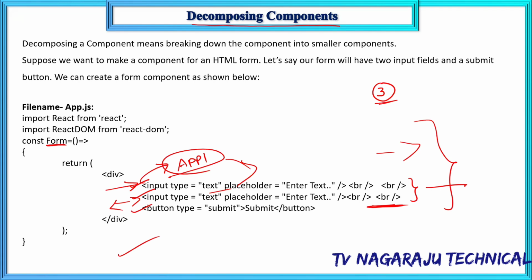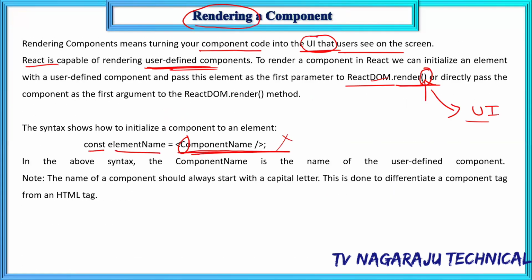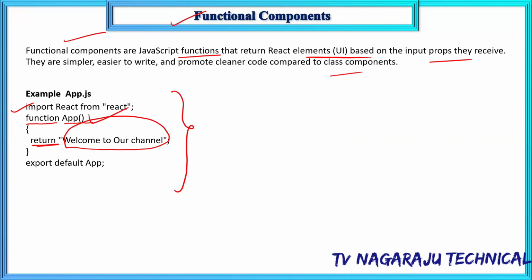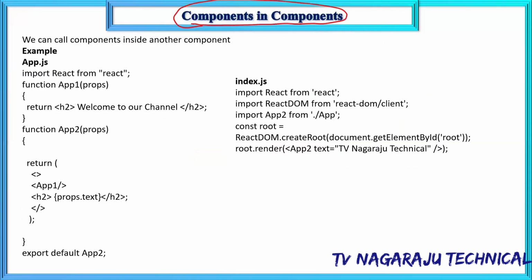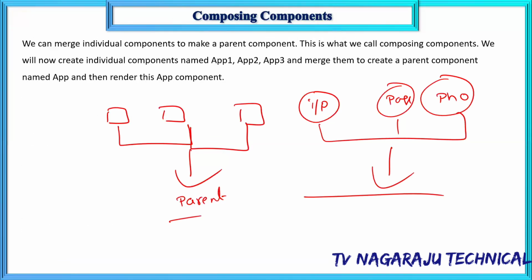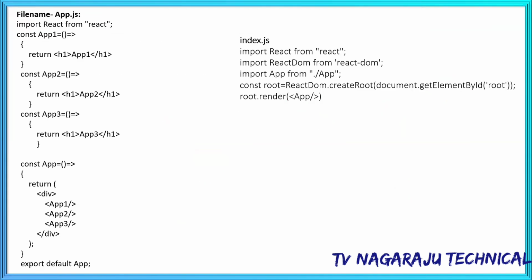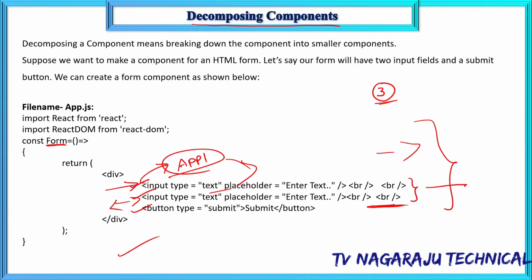So under this functional component, what we discussed: what is the functional component, how do we render a functional component. Now props, how props are used, how one component is placed inside another component, and the components are placed inside the file. How do we compose multiple components into single? Finally, how do we decompose one component into multiple components? This is the concept of functional components.